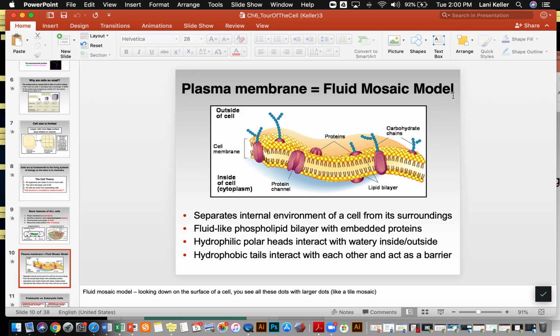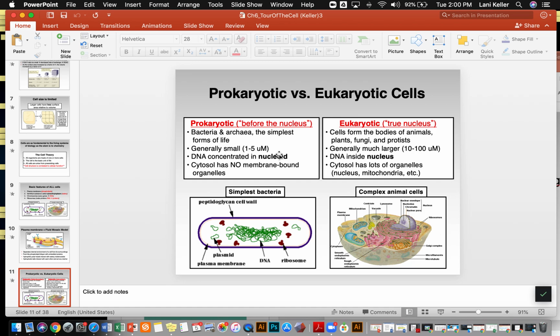The plasma membrane is described by the fluid mosaic model, where we have the phospholipid bilayer formed by those nonpolar tails coming together with lots of proteins stuck in there as the little mosaics.